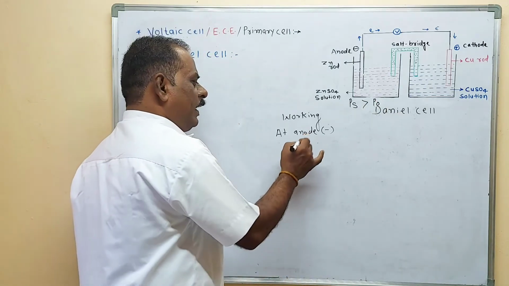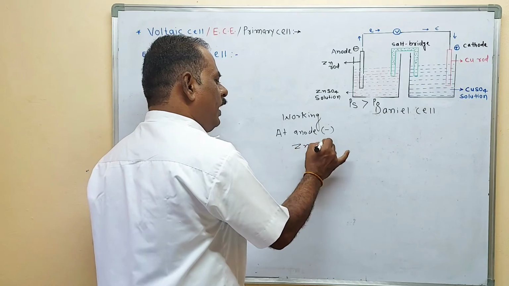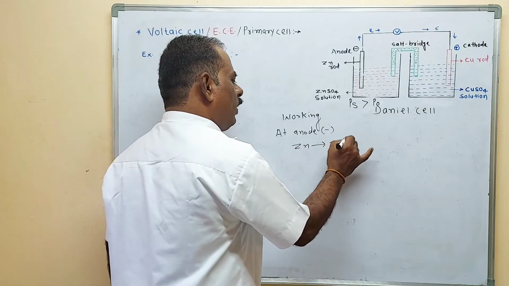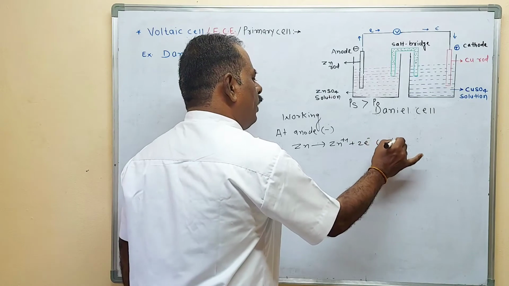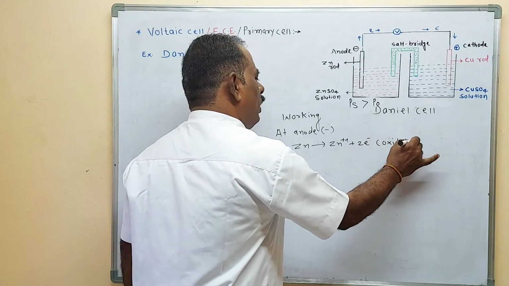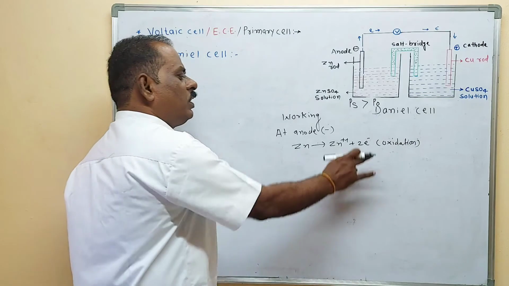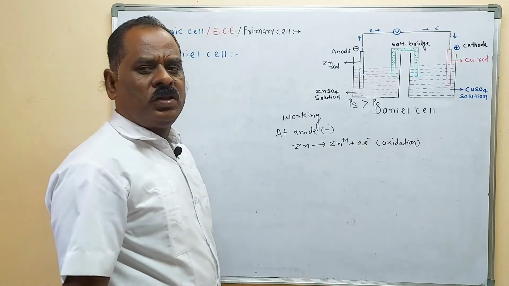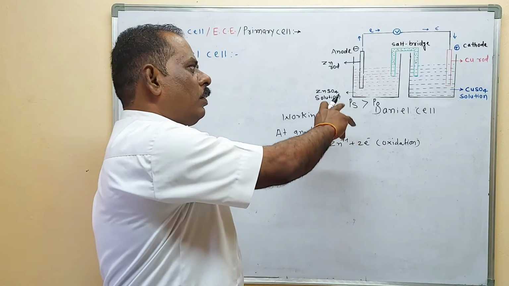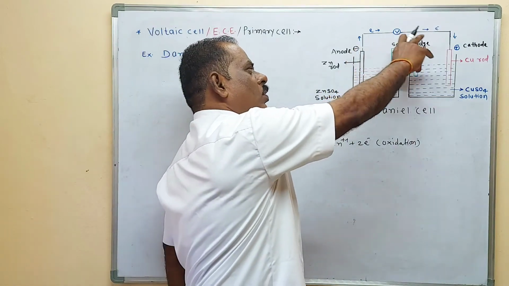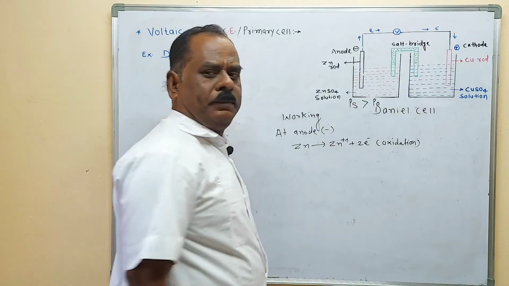Therefore, which reaction takes place at the anode? Zinc loses electrons and forms zinc ions. The reaction is called which reaction? Oxidation reaction. According to the electron concept theory, the reaction in which electrons are lost is called oxidation. These lost electrons transfer towards the copper electrode through the metallic wire.